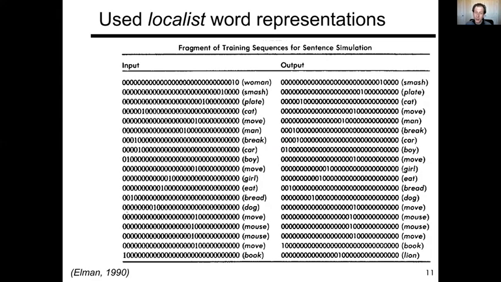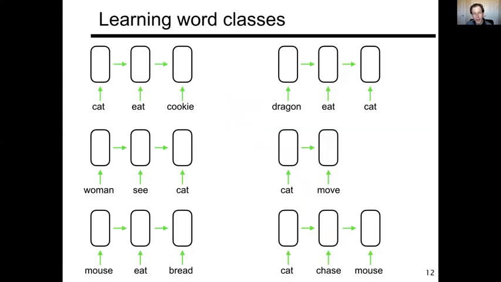So this was an old paper, and at that point, word embeddings were not really integrated well into the language modeling neural networks literature. So Elman used localist word representations, and what he did is he trained a simple recurrent network on a set of sentences from that toy grammar.